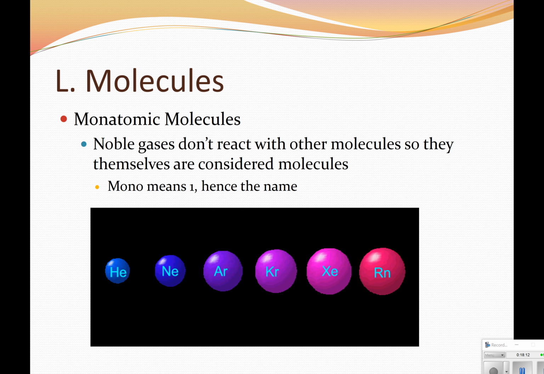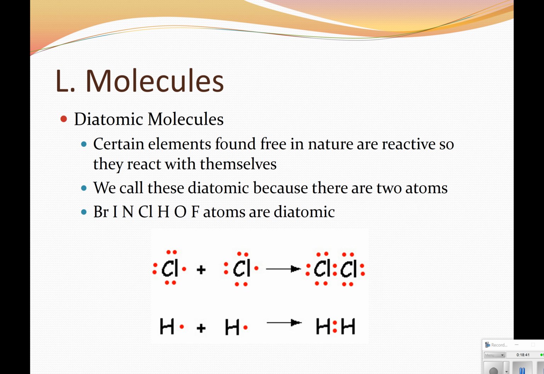Now we can also have monatomic molecules, and these are going to be all of our noble gases. They only exist as monatomic molecules, and they're called molecules because, well, they don't react with anything else, so we just consider them molecules. But they have a full valence shell, which means they're not going to bond to anything, and they only exist by themselves. Remember, mono means one, so we have one-atom molecules. That's a monatomic molecule. So diatomic, di meaning 2, is going to be a 2-atom molecule.